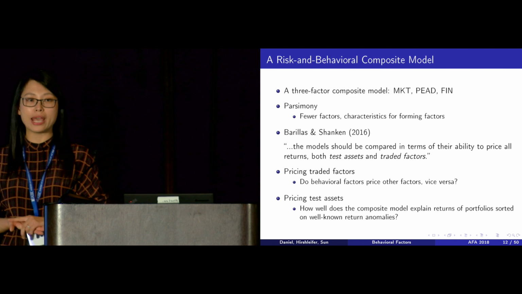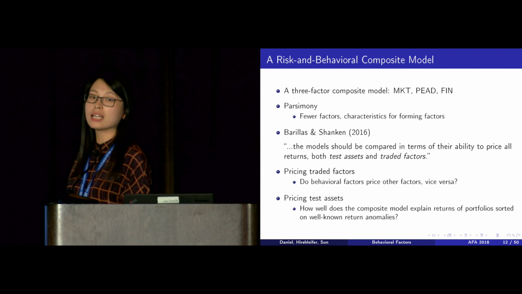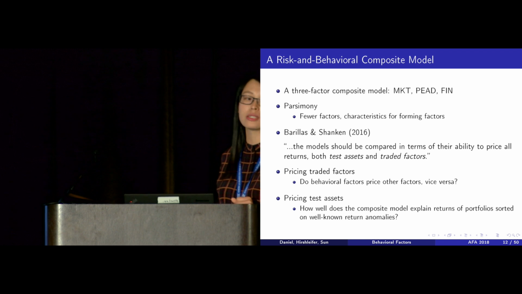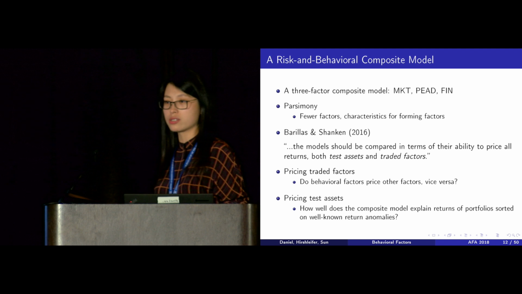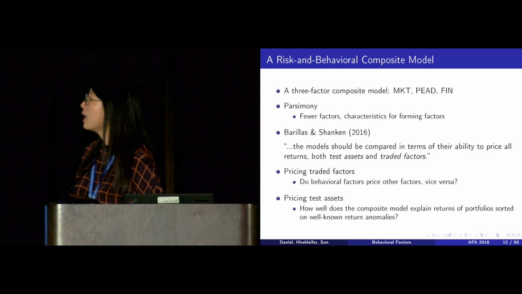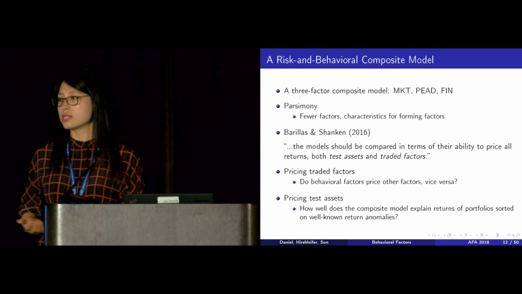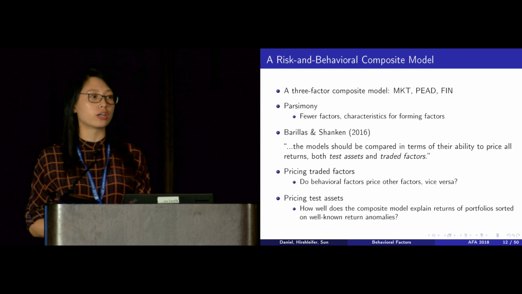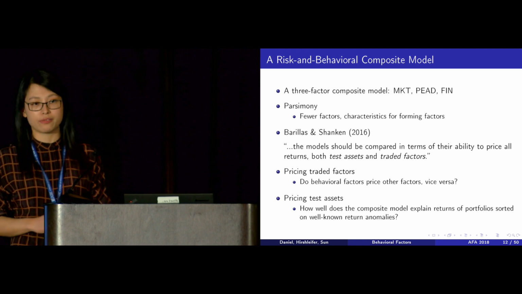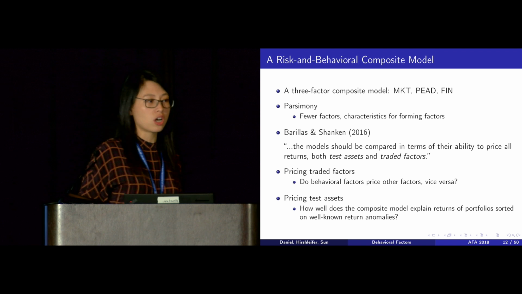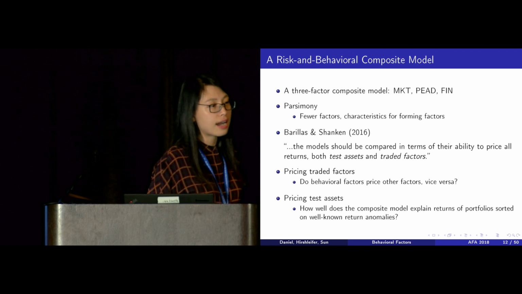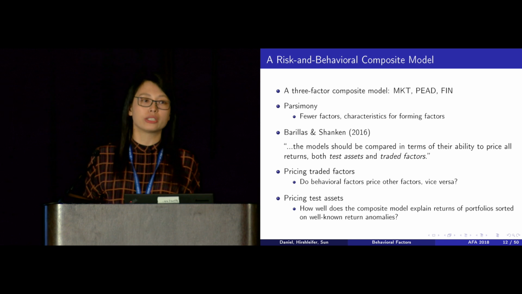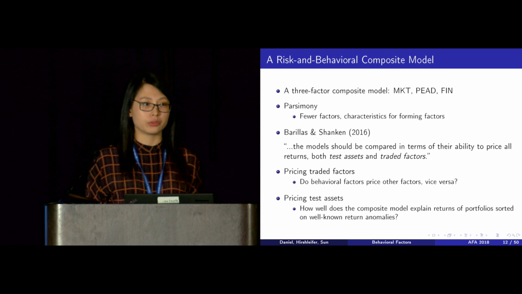So now we have these two behavioral factors, PEAD and FIN, and we augment the CAPM with PEAD and FIN. We have this 3-factor composite model. And we do want to emphasize the parsimony feature of our model. Compared to other models in the literature, it is built on fewer factors and fewer economic characteristics to form these factors. So the key job of this paper is to compare the composite model: how does our composite model work in terms of explaining returns relative to other models in the literature?